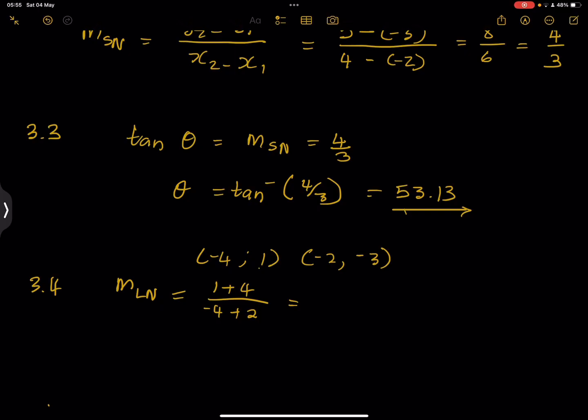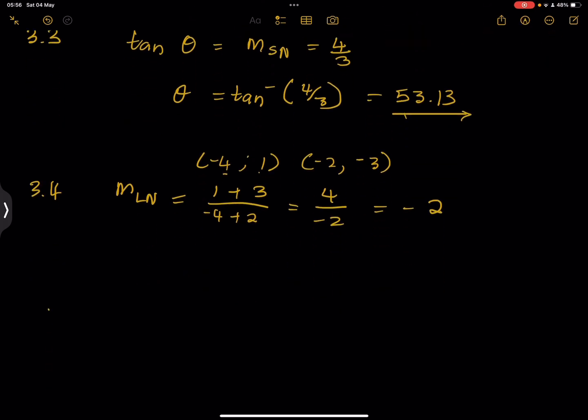So actually, I'm incorrect. I was already thinking of the answer here. So this is 1 plus 3, right? And this is -4 plus 2. Yes, I am correct there. So this gives us 4 divided by -2. So that gradient is actually equal to -2. So I'm going to say, well, the tan of alpha is equal to -2. And so alpha would be equal to the arctan of -2.